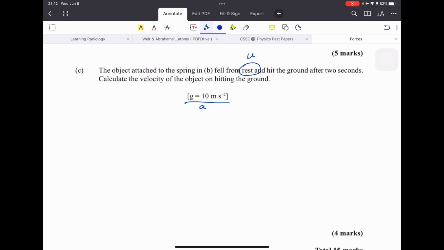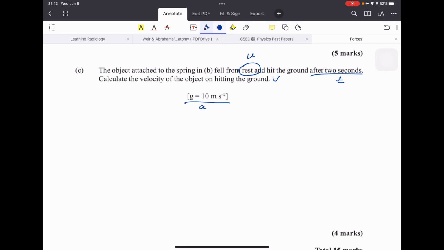We have the final velocity. It hit the ground, so it's already again 0. And then, sorry, on hitting the ground, my apologies. So they want us just before it hits the ground, which is going to be v. And then we have the t, 2 seconds.